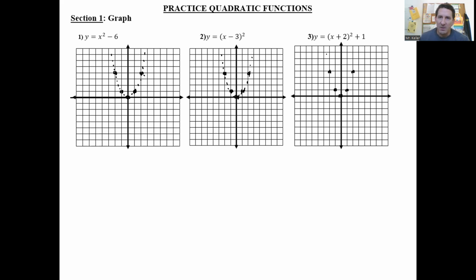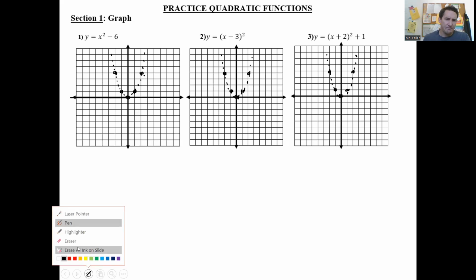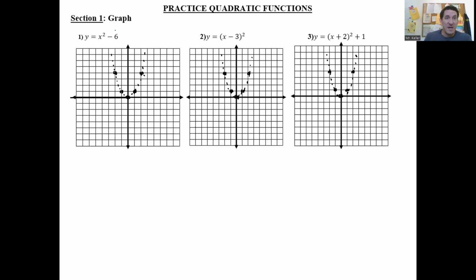So if I was smart, I would have these parent functions ready to go before, but oops, that's okay. So here, and we've done this before. We've translated functions. If you want to go back and watch the video on how to translate functions, a k on the outside of the function, what this is going to do is the -6 is going to shift the whole graph, everything down 6.